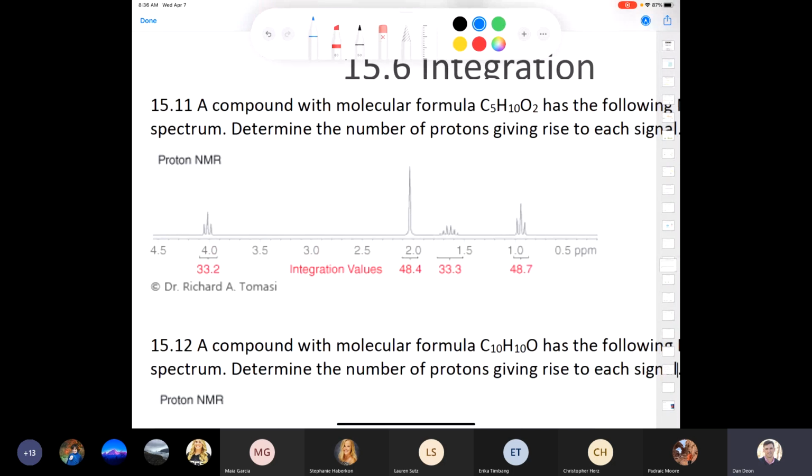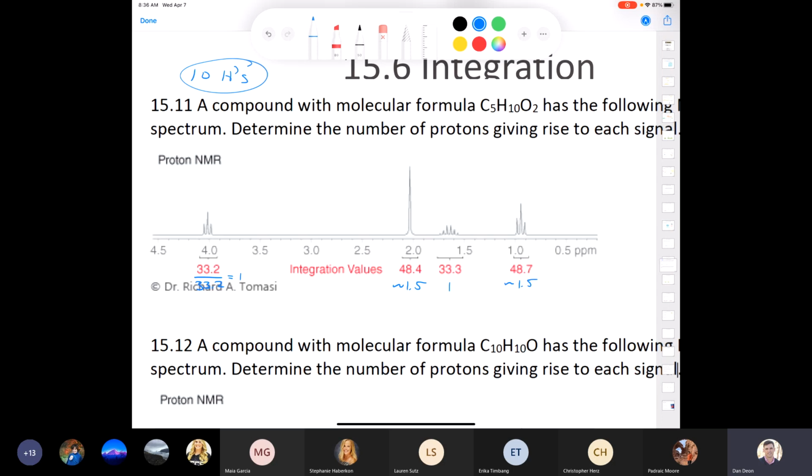So again, we've got 10 protons, right? We've got 10 H's in this molecule. Here are the relative integration values shown down here at the bottom. If we divide each one of these by 33.2, the smallest number here, and I'm not going to write it out for all of them because I know you know how to do simple math, 33.2 gives you 1. You do the same thing here, and you end up with approximately 1.5. Here you end up with 1, and here you end up with approximately 1.5.